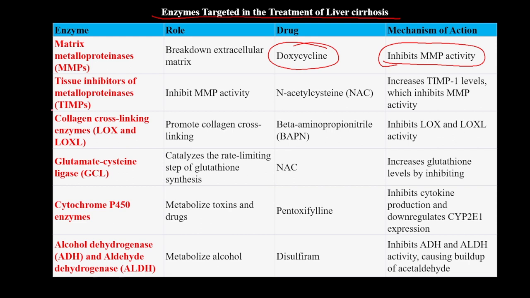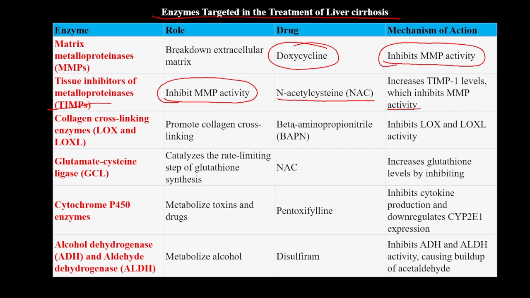Then we have the TIMPs. TIMPs are actually the enzymes which inhibit MMP activity. So you can use N-acetylcysteine, NAC, and it increases the TIMP level, which inhibits the MMP activity. Then you have the collagen cross-linking enzymes, LOX and LOXL, and they promote collagen cross-linking.